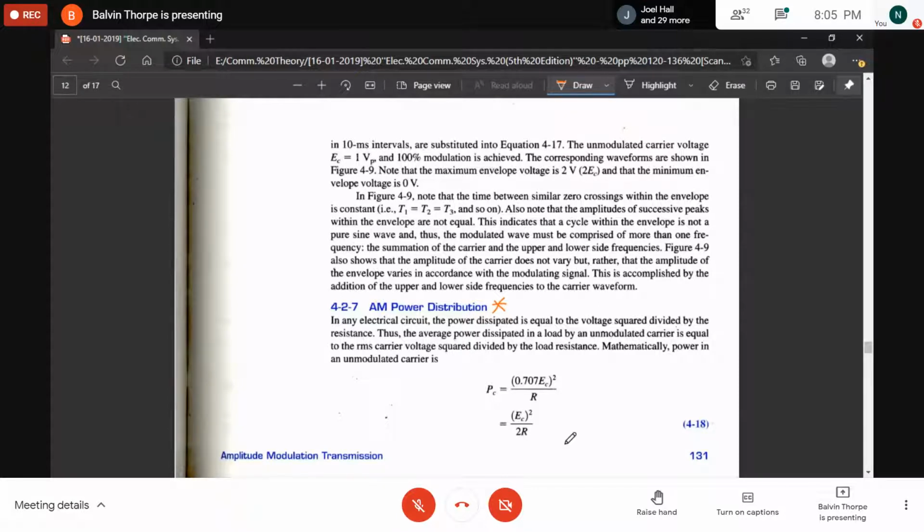Sir, because it is the effective value. You see, if we just use the EC, the big EC, it means we'll be finding the power in the carrier at that instant in time and that instant in time only. But we want to find the power in the carrier over a period of time.